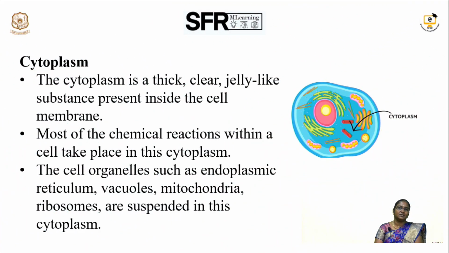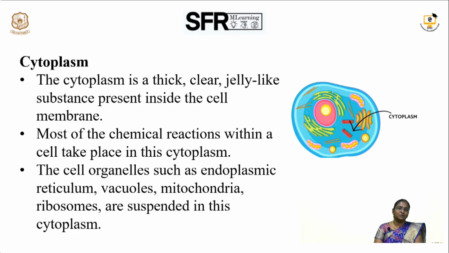The next one is the cytoplasm. Cytoplasm is the internal part of the cell. It is a jelly-like substance, thick, clear, and it is found inside the cell. In the cytoplasm, most of the chemical reactions occur. The cell organelles such as endoplasmic reticulum, vacuoles, mitochondria, ribosomes are suspended in the cytoplasm.